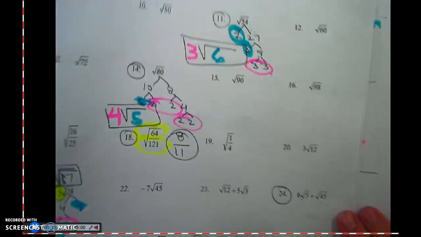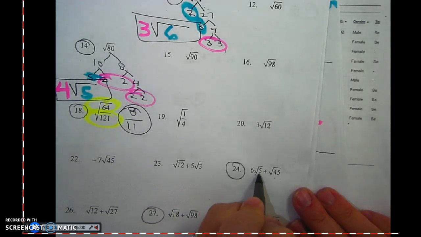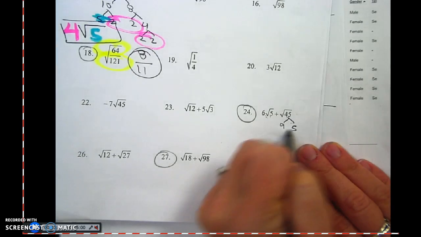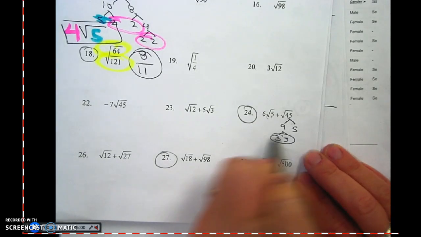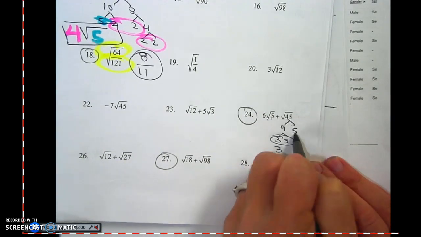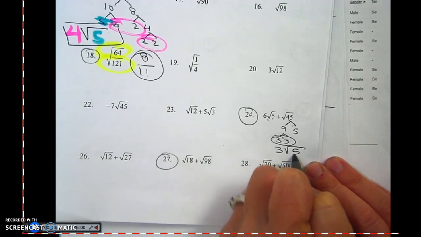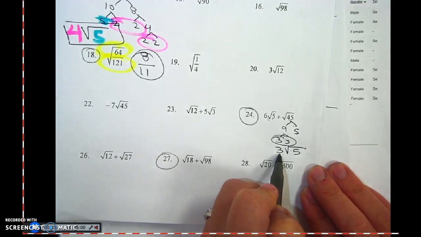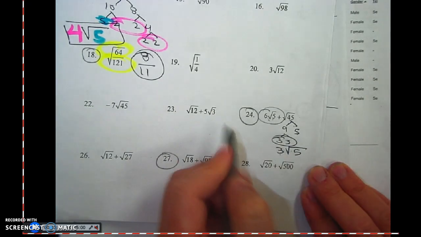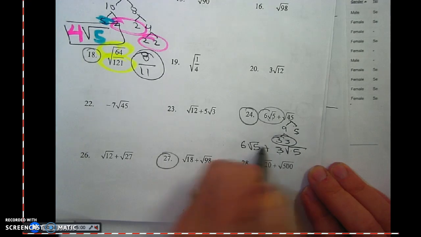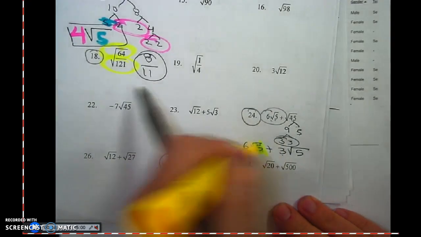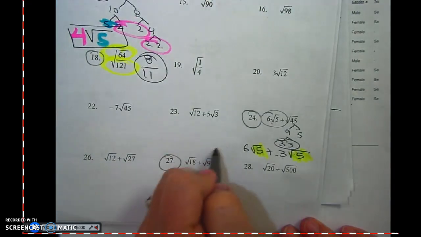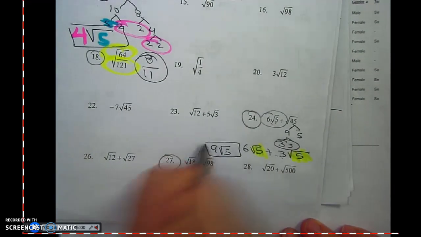So I look here. If I try to do the 5, 5 is just 5 times 1, so there's nothing I can do. 45, 9 times 5, 3 times 3. Circle the doubles outside. What's left inside. Now I simplified this to the best of my ability to 3 rad 5. Now I'm going to take this and bring it down. And since they have the same radical, boom, now I can add them. 6 plus 3 is 9 rad 5.